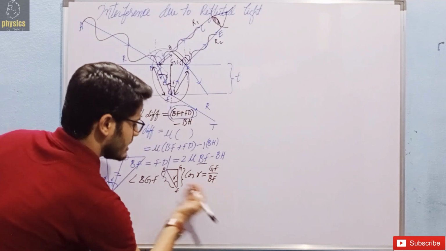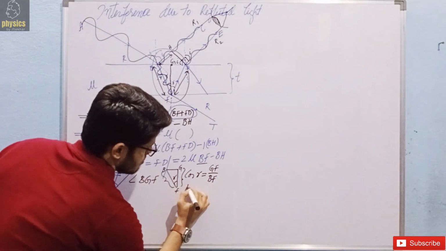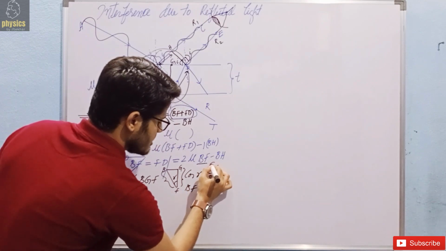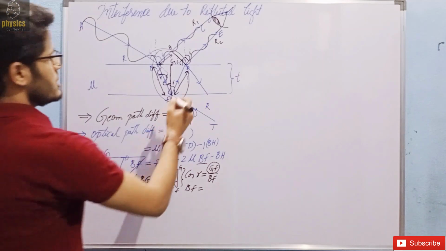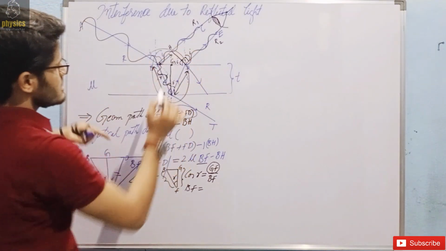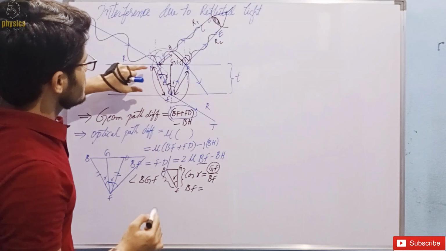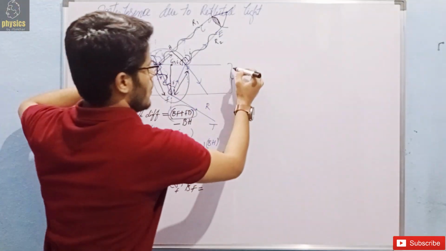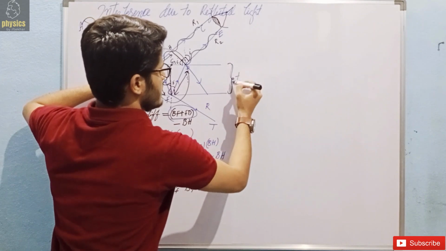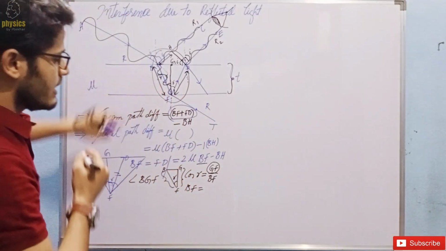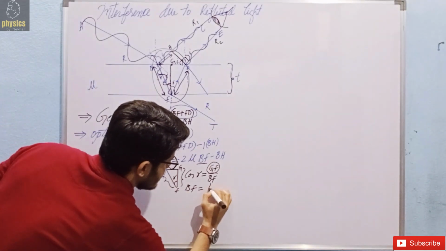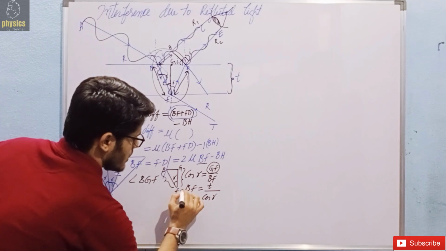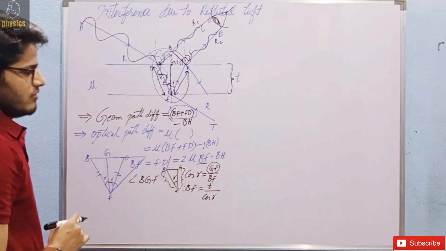So I am taking it to one side. BF is equal to GF divided by cos R. What is the value of GF? GF is the thickness of the thin film. G to F is the thickness of the thin film, that is T. So instead of GF, I can write T. So BF is T by cos R. So I got the value of BF.